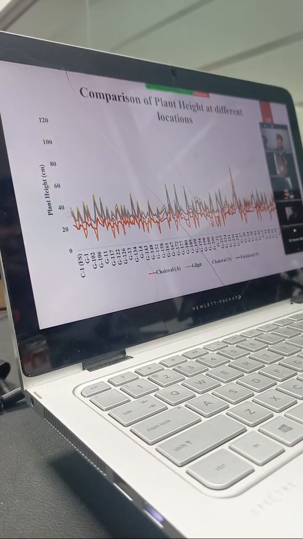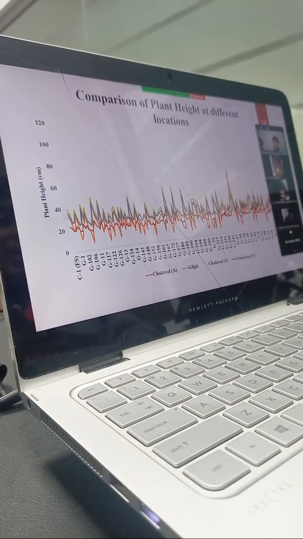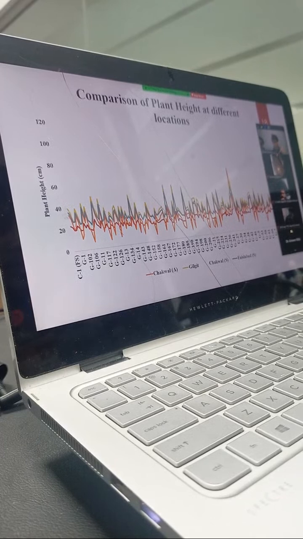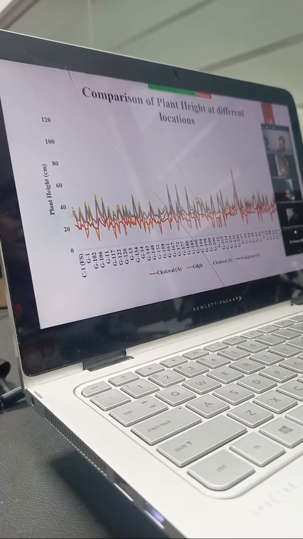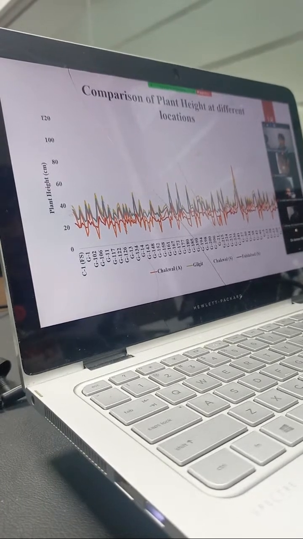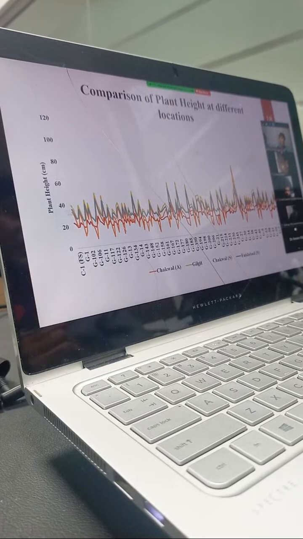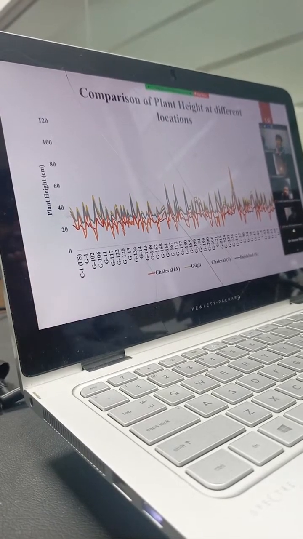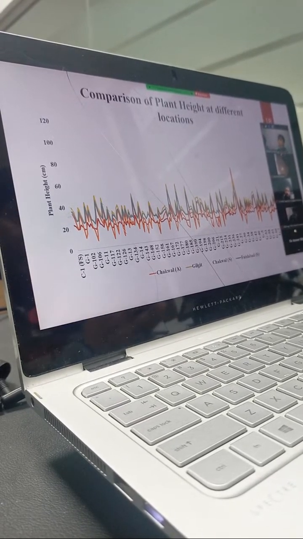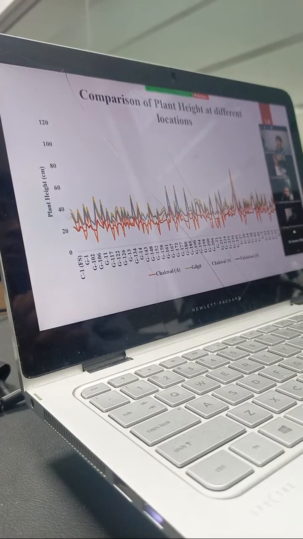And these are the comparisons of plant height at 4 different locations. So we consider plant height. It is important because, as we know, biomass is directly associated with ultimate yield. But what happened in Pakistan is that there are many lines which gain more biomass during spring season, but the ultimate yield is lower. And it's vice versa in the autumn season.